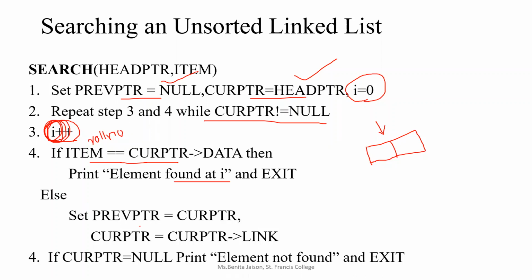Right. In the else part, what will you do? If you didn't find the roll number in the current pointer, we will be traversing to the next node. Got it? So in the last step, we will be checking. When you come out of steps 3 and 4, what will be the case? If current pointer is not equal to null only, we will execute steps 3 and 4. If it is equal to null, then you will be coming to the last step.